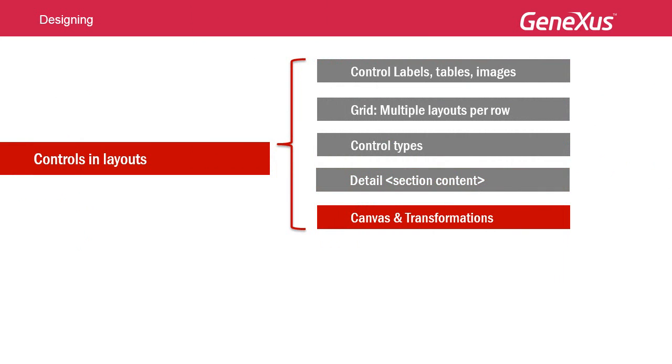Here we've seen a small example of how to work with the section containers of the work with detail, in order to change the way in which sections are displayed. In the next video, we will examine a control that allows for absolute positioning in the layout, that is to say, overlapping controls. This will be seen combined with the possibility to transform a control by moving it, rotating it, or resizing it.